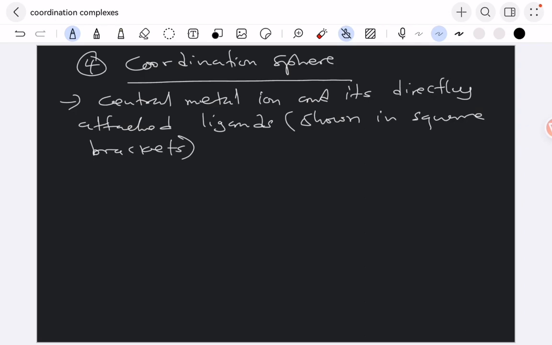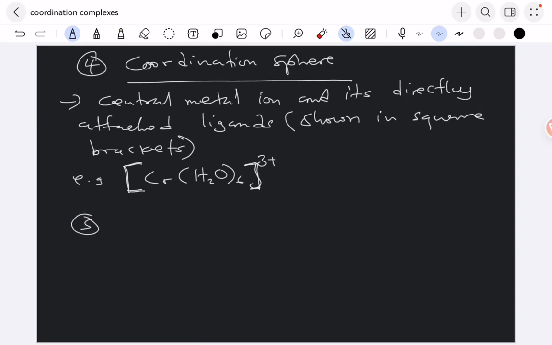So what does this mean? For example, we have this complex. Anything that is put in square brackets is referred to as a coordination sphere. So this is called hexaaquachromium 3. Anything that is put in square brackets is referred to as coordination sphere.